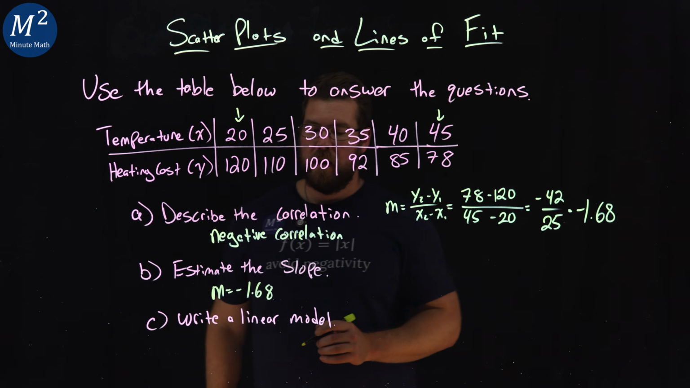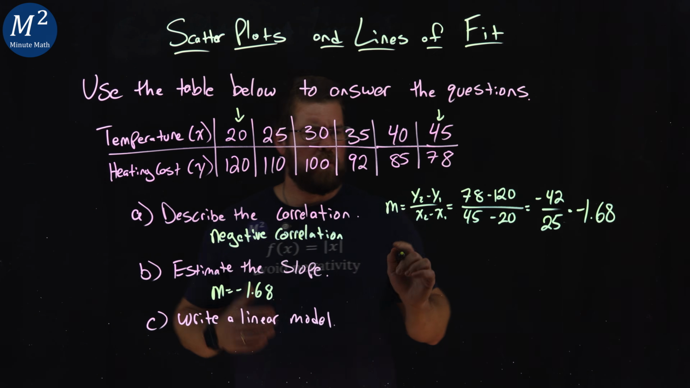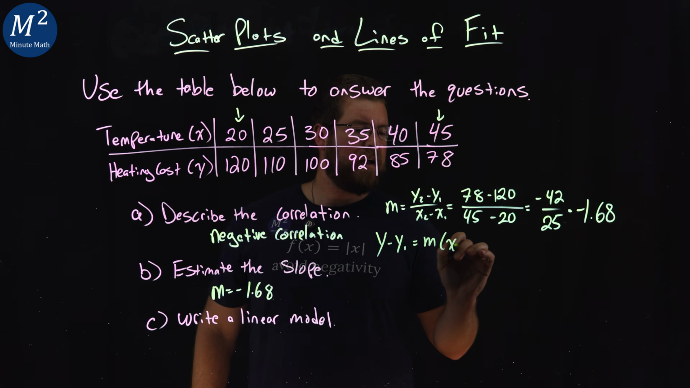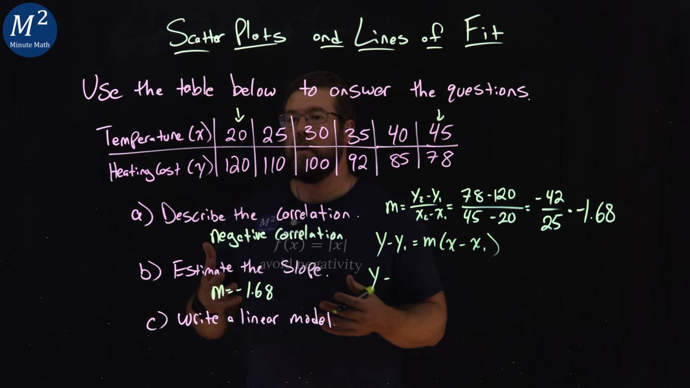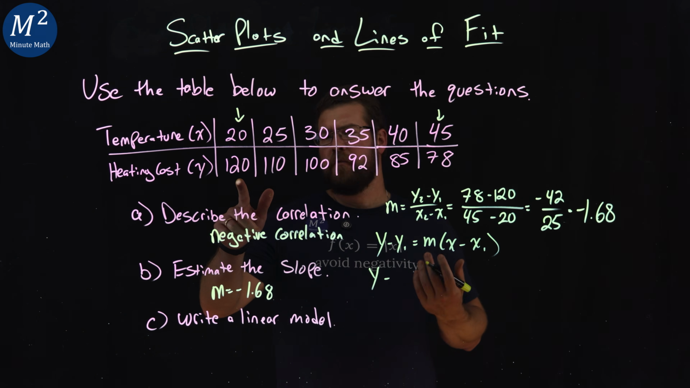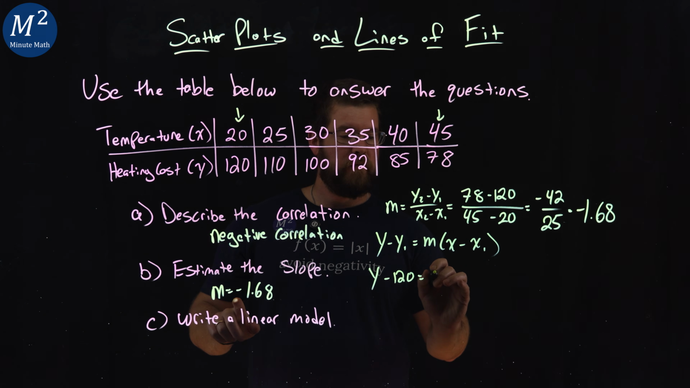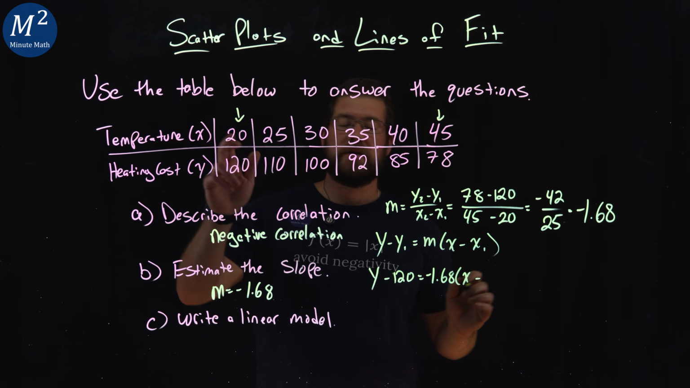All right. Now we want to write a linear model. Use our point slope form. y minus y1 equals m times x minus x1. y minus, let's pick a point here, and the point I picked was the first one. So y1 is 120, equals our slope we found, negative 1.68, times x minus x1, which is 20.